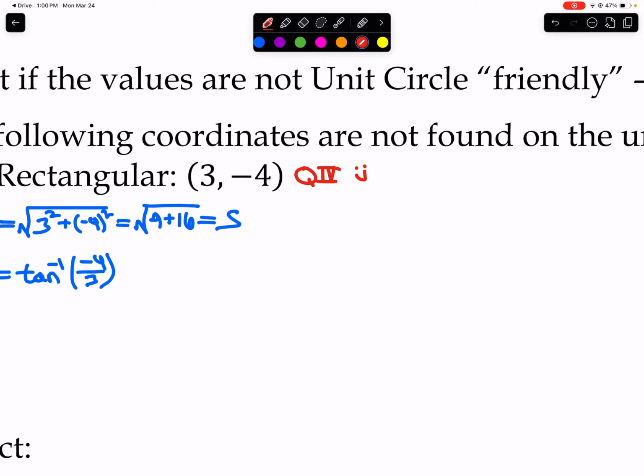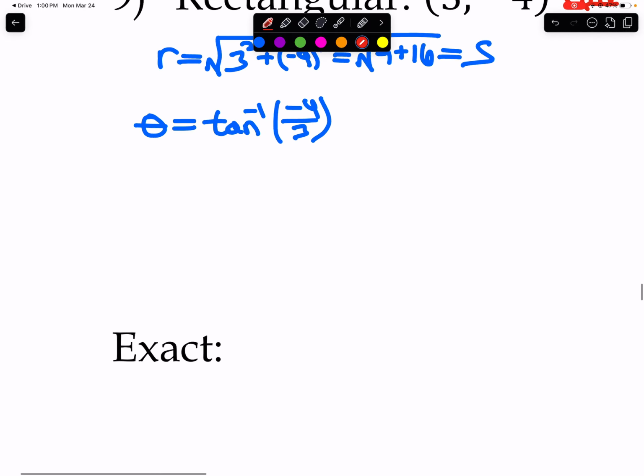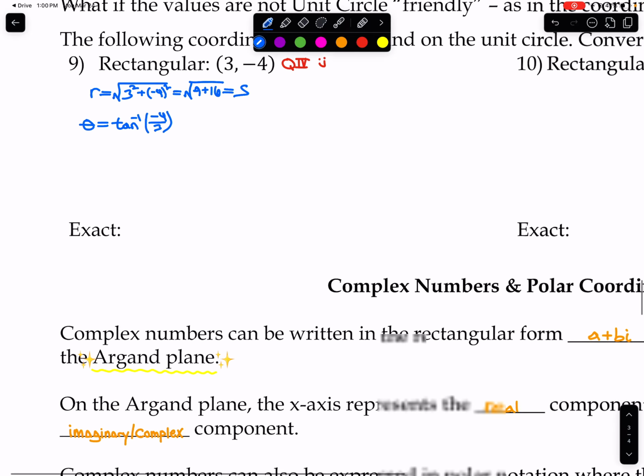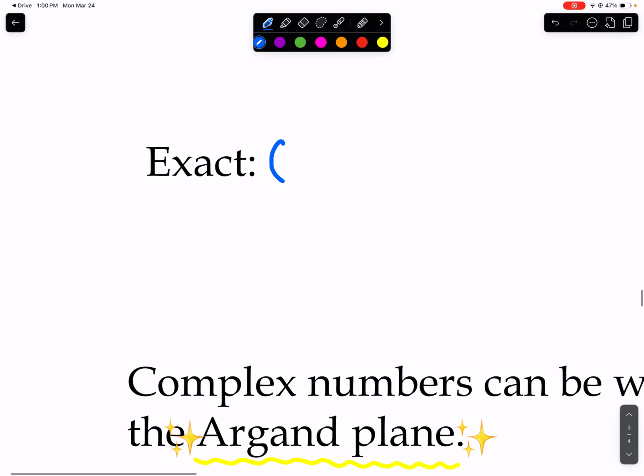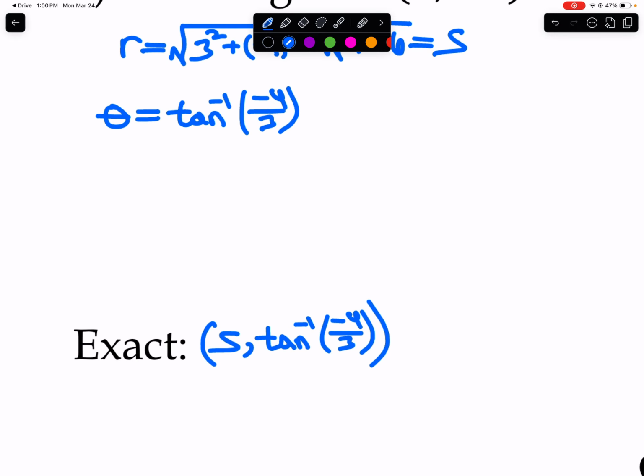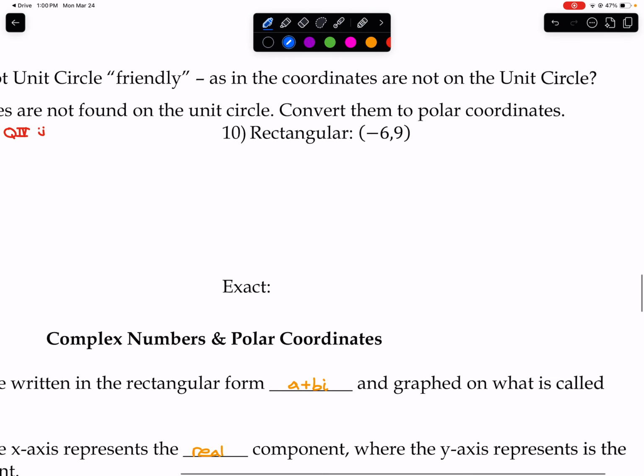I don't have to manipulate it because we're really just focusing on the direction it's going. So in this case, my exact value would be 5 comma inverse tangent of negative 4 thirds. So you would leave your angle in terms of this absolutely disgusting, abhorrent mess, which is gross, but also correct. So no touchy, just leave it.